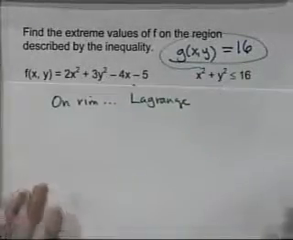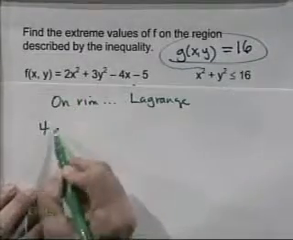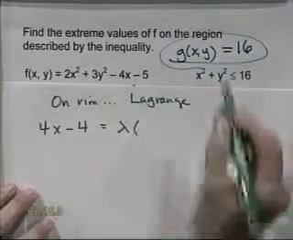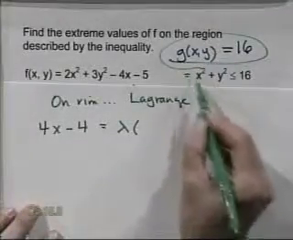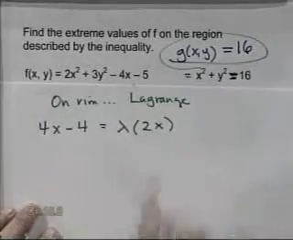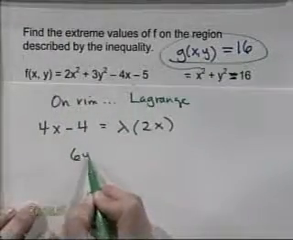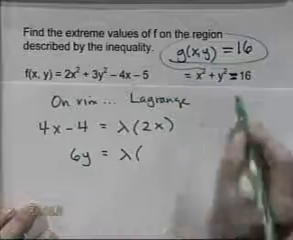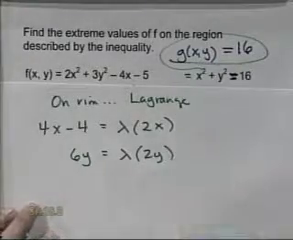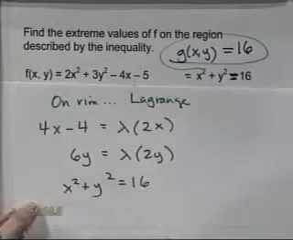So let's see, what's the partial with respect to x? 4x minus 4 must equal lambda times the partial of g. This is g right here. That's 2x. Then we have to do the partial with respect to y. That's going to give us 6y equals lambda times the partial of this with respect to y, which is 2y. And our third constraint is that we have to be on the circle, so x squared plus y squared is 16.